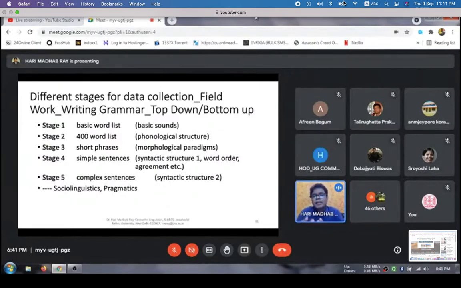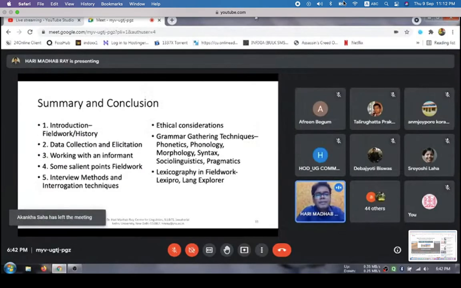Somehow we follow the bottom-up approach, and many people in the tradition follow the top-down approach, beginning with, let's say, sociolinguistics or pragmatics. They tell the informant, please narrate a story. The informant narrates the story, they decode the story, and from there they try to get into phonetics, phonology, then move to morphology, syntax, and other things. So there are many people working with either the top-down or the bottom-up approach. It depends, but for us, we begin from the bottom and then move on to the higher constituents in the language.